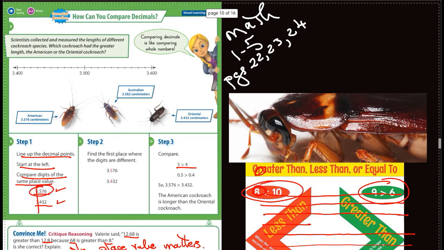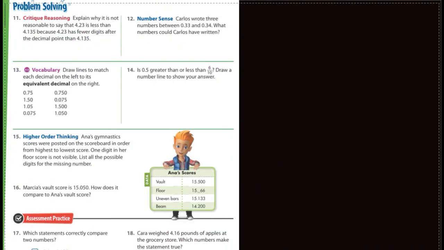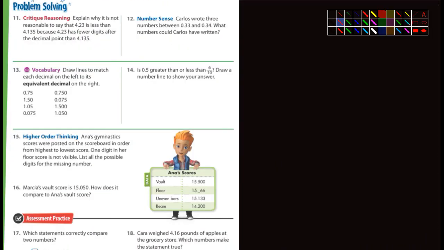All right, let me move this up. Last page here. I want to keep this under 20 minutes here. Problem solving. Explain why it is not reasonable to say that 4.23 is less than 4.135 because 4.23 has fewer digits after the decimal point than 4.135. Okay, so I'll explain this.